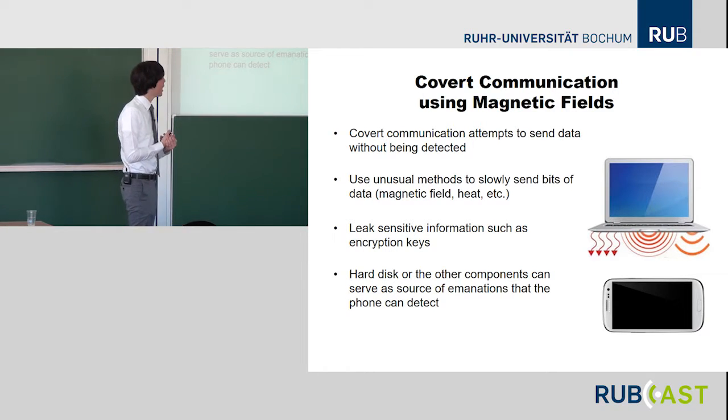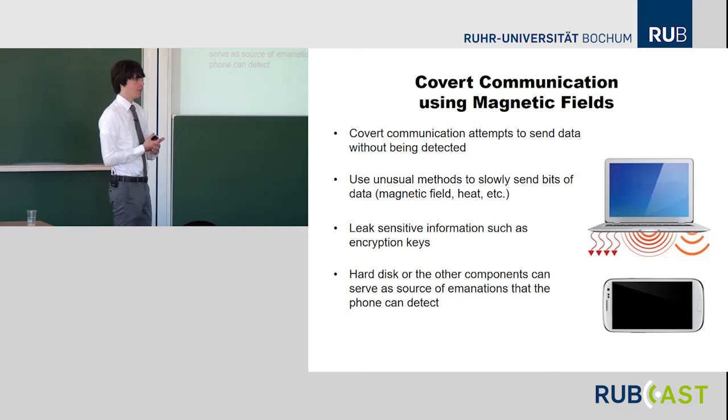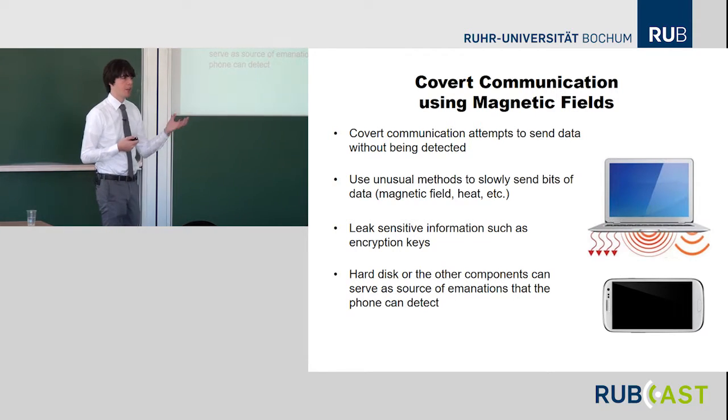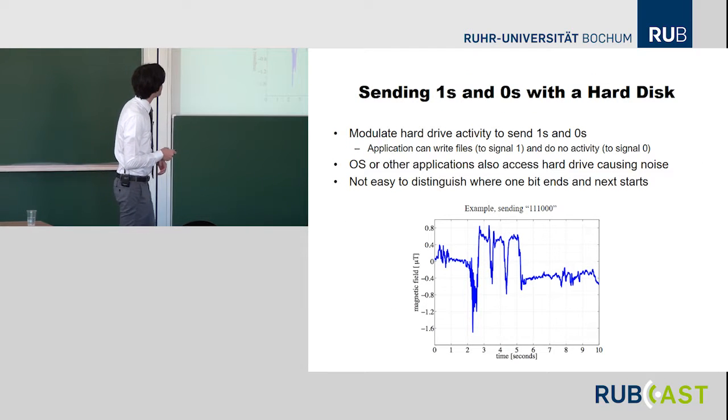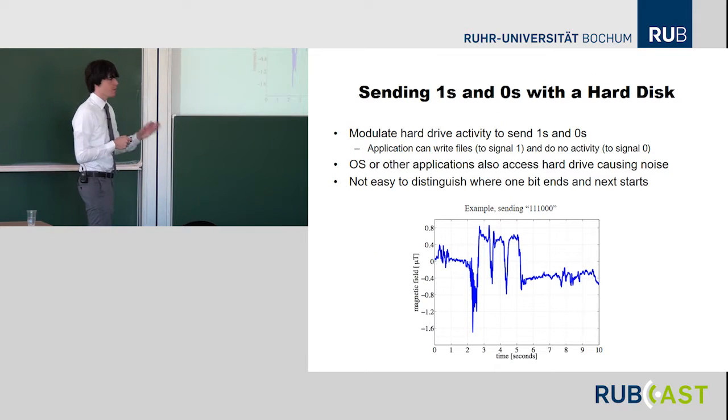Actually, for this project, Nicholas took over, and it seems that the CPU is a better source for electromagnetic radiation for the covert channel, because you can modulate the operations and the load on the CPU slightly better than dealing with the hard disk and writing and reading files. So that's quite interesting. What we started off with first was still the hard disk, and then later on we moved to the CPU. But the idea is very, very simple, and at short distances it works quite well.